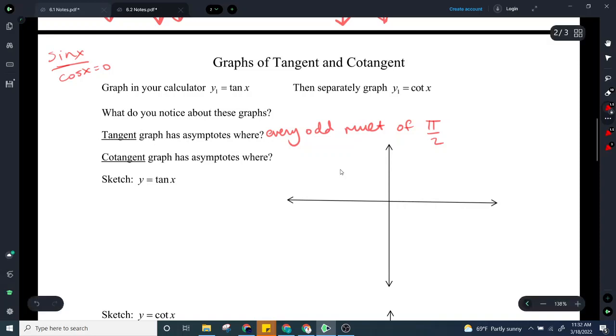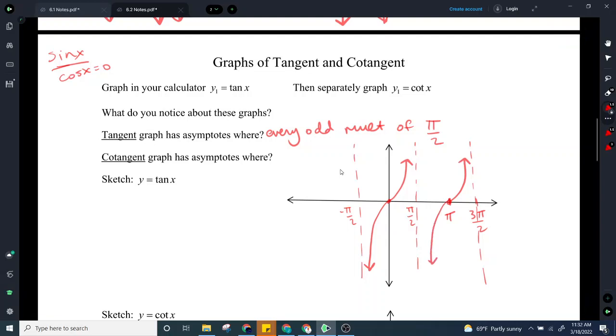So remember, it goes through the origin. It goes up on the right, down on the left. It's going to have an asymptote on either side. So this is just one cycle. So pi/2, and then 3 pi/2 would be the next one, and then the next intercept would be at pi. So wherever sine equals 0, that's where the next intercept is going to end up. And then it would just keep on going like that.